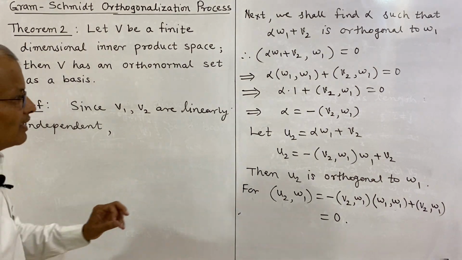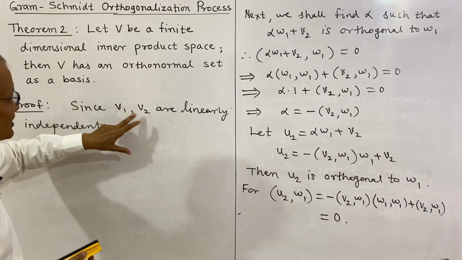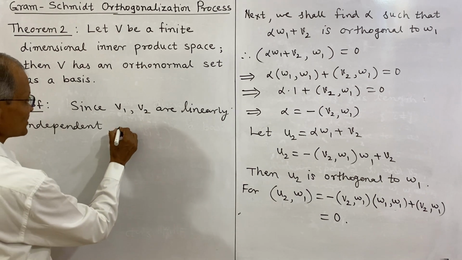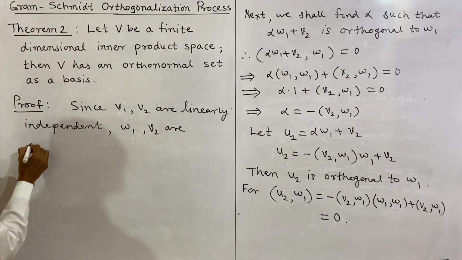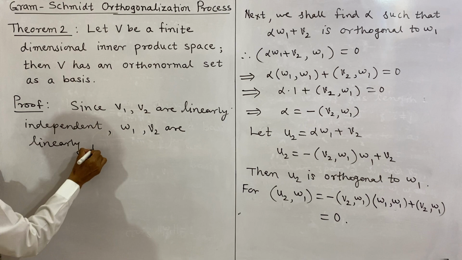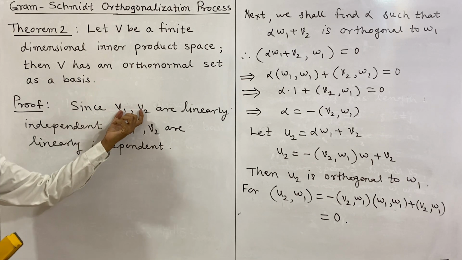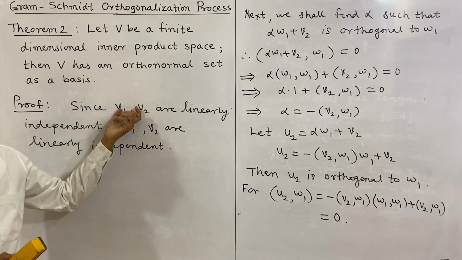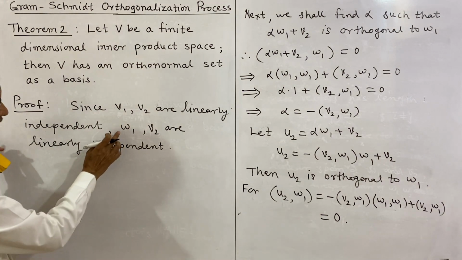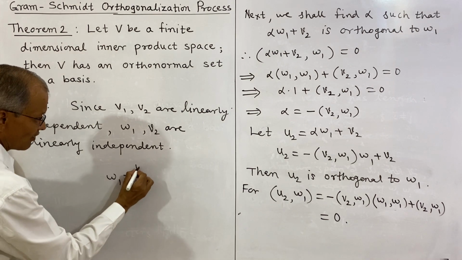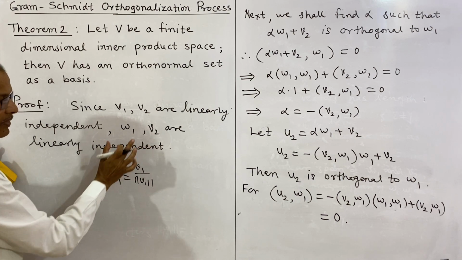So U2 is a linear combination of W1 and V2. Because W1, V2 are linearly independent, see what changes we have done. These are linearly independent because they are the elements in the basis, and we have changed only V1 as W1. What is W1? W1 is a scalar multiple of V1, that is V1 divided by norm of V1, and therefore this set is also linearly independent.